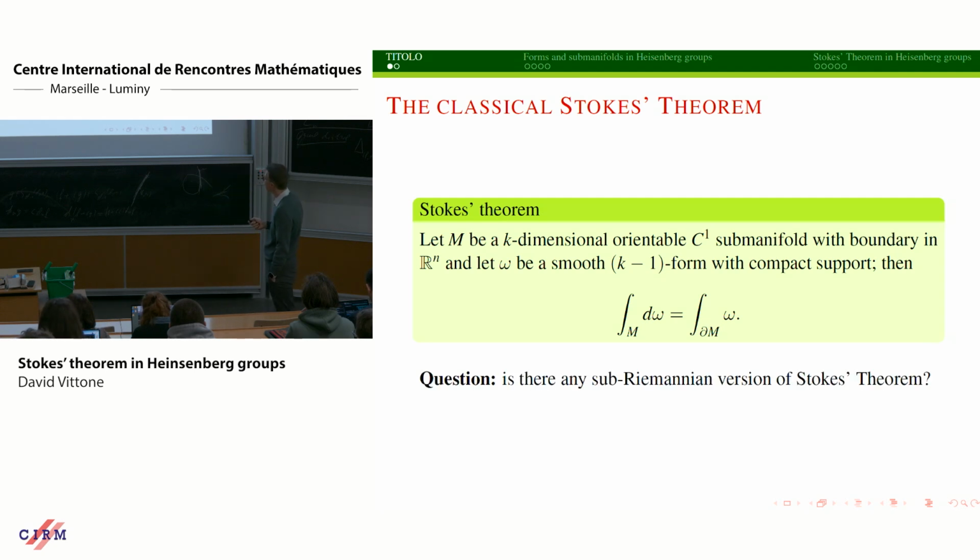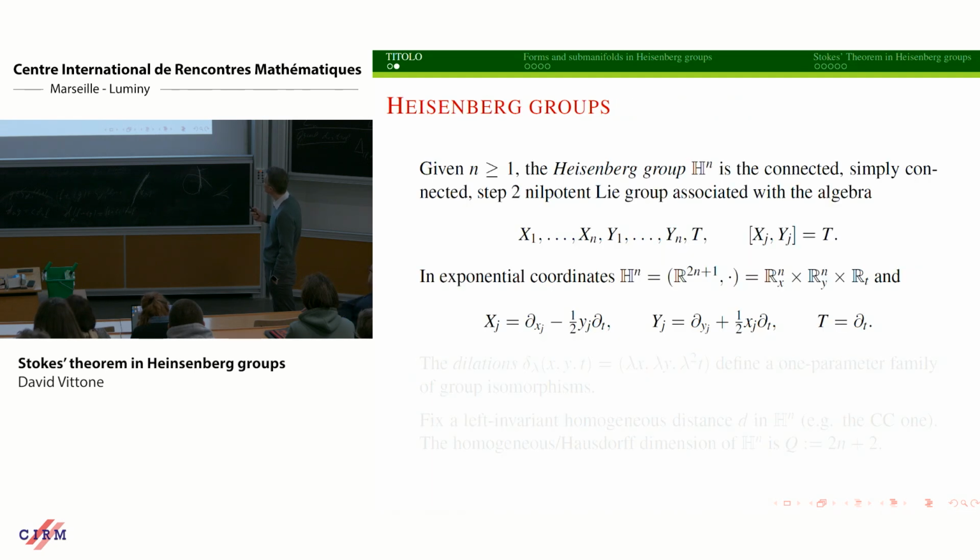So the general question is: is it possible that a suitable sub-Riemannian version of Stokes theorem holds? Can we produce Stokes theorem in sub-Riemannian geometry? We have a partial answer. I will deal with this problem in sub-Riemannian Heisenberg groups, so let me briefly introduce them.